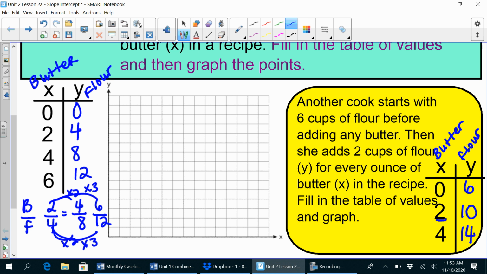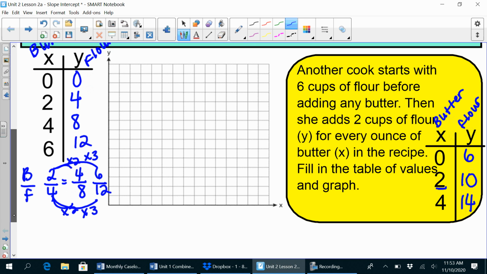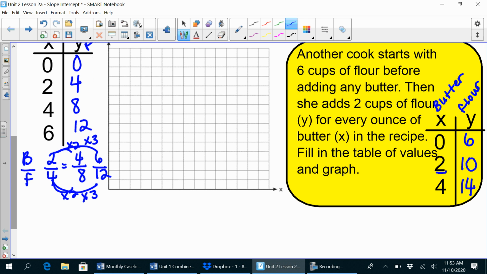So now we're going to take both of our tables and put them on our graph. We want to make sure that we label our x-axis, so that's at the bottom. This is our butter. Up the side here, this is our flour on the y-axis. Now the number that you're counting by, or your scale, look at the numbers that you are using. Counting by 2s would work here, so I'm going to start at 0. I'll skip a line because I have enough space. So I have 2, 4, 6, 8, 10, and that should cover it for the butter.